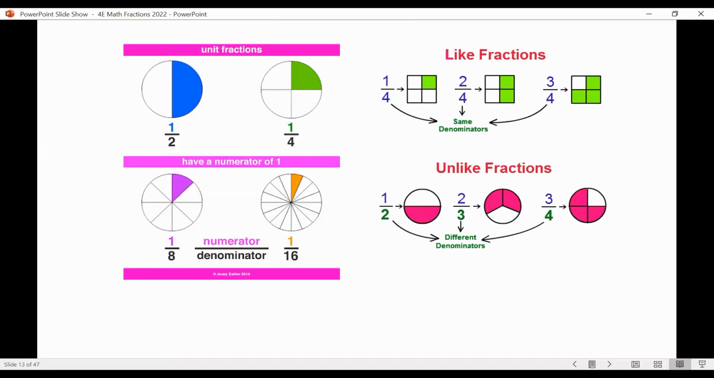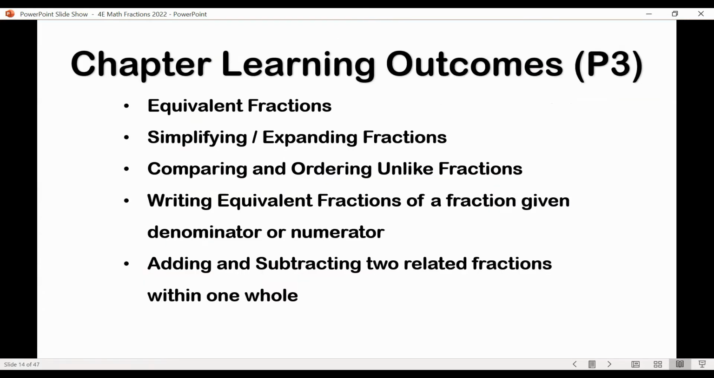And then we talk about like and unlike fractions. As pointed out by Lisha just now, like fractions are fractions that share the same denominator. Okay? So we're looking at quarters, quarter 1, quarter 2, quarter 3, they are like fractions. So at primary 3, it starts to be a bit more difficult. We are looking at equivalent fractions now.